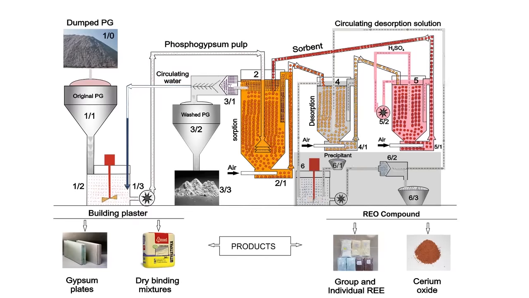Wet precipitate of rough GREC accumulates in the container, position 6-3, and is then directed to the extraction refining of impurities and the separation for group concentrates and individual rare earth compounds, obtaining master alloys with the rare earth metals, etc.